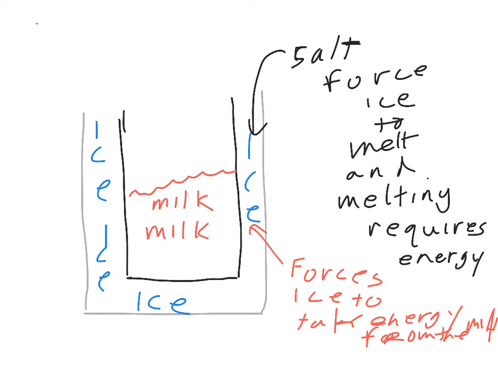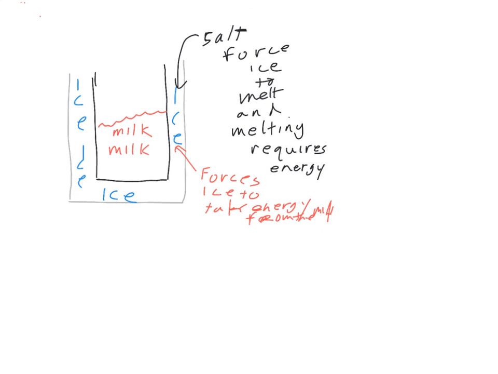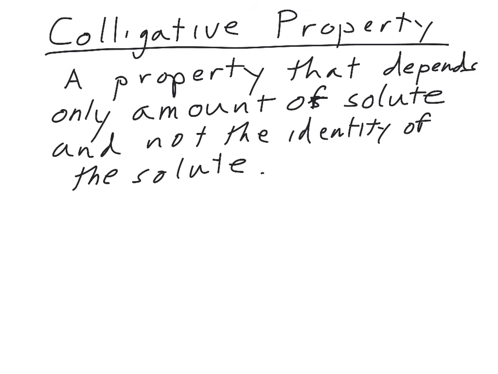How big an effect can this have? Well, the amount of the effect actually depends upon the amount of ice you add. The more ice you add, the lower the freezing point of the salt water. And that's a characteristic of a colligative property. A colligative property is a property that depends only on the amount of solute and not the identity of the solute.